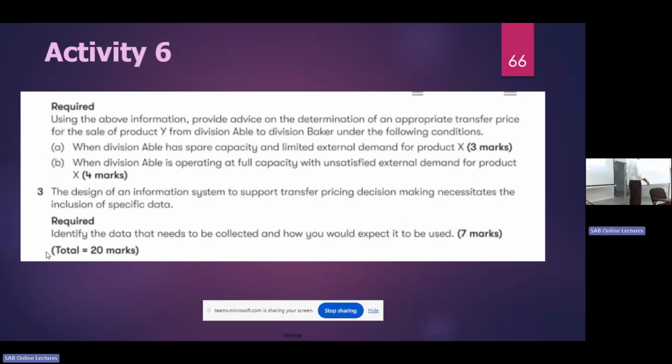Minimum they should charge is 35, the variable cost. B can purchase it from outside at 38 too, so B may not be willing to pay anything above 38 to A. So the transfer price should be set between 35 and 38. That is the negotiation range. The minimum transfer price is 35, the maximum transfer price 38.